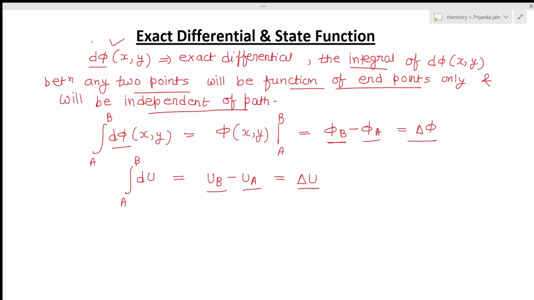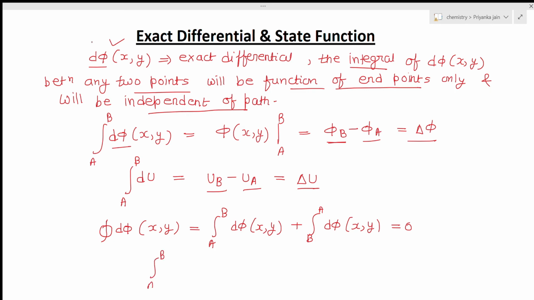Okay. Further, the cyclic integral is shown in this manner. Okay, the cyclic integral of dφ(x,y) will be equal to the integral from b to a of dφ(x,y) plus the integral from a to b of dφ(x,y), and this will be equal to 0. Or we can say that the integral from b to a of dφ(x,y) will be equal to minus the integral from a to b of dφ(x,y). Okay, so any state function you are taking always fulfills this requirement. This is a cyclic integral.